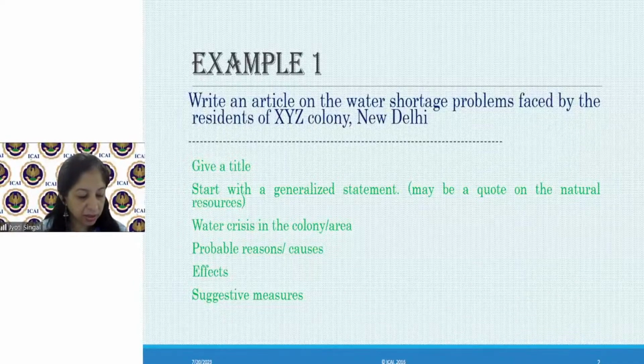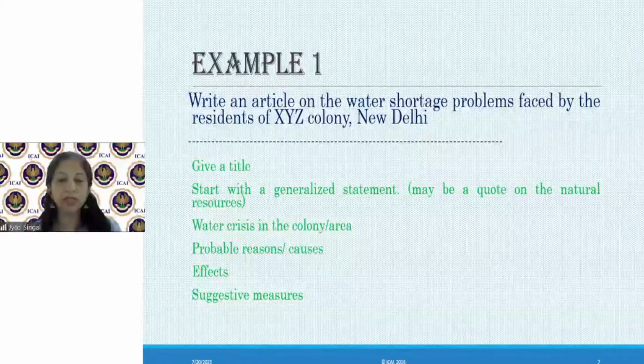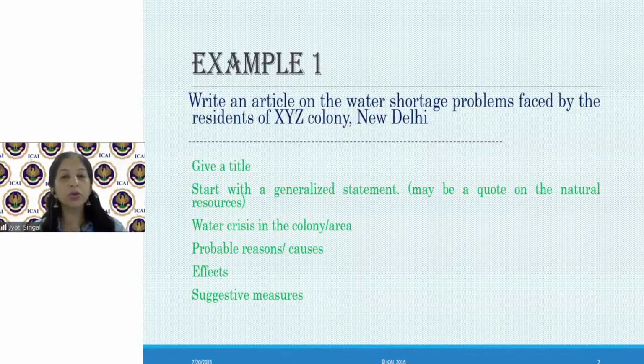Harshini, it depends on the topic. Now, for example, the water shortage is already a problem in this particular colony. So, what all you write will be in past tense. Okay?